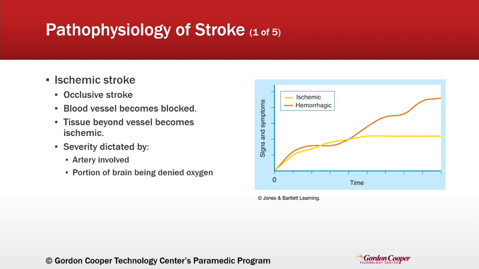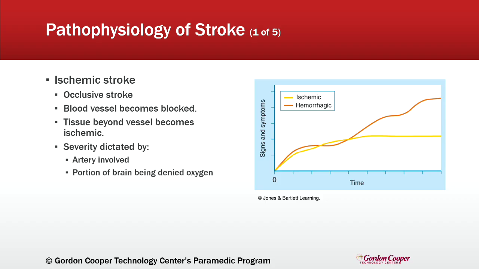There are two types of stroke. About 87% of them are ischemic strokes. Only about 13% are hemorrhagic. The pathophysiology of ischemic stroke is as follows. Also known as occlusive strokes, they're caused by an occlusion or a blockage, and this can be either a thrombus or an embolus. So it can be a clot, or it can be a fatty embolism or some other foreign object, traveling through the blood vessels. The blood vessel becomes blocked, causing tissue beyond the clot or beyond the blockage to become ischemic. The tissue will eventually die if circulation is not restored.